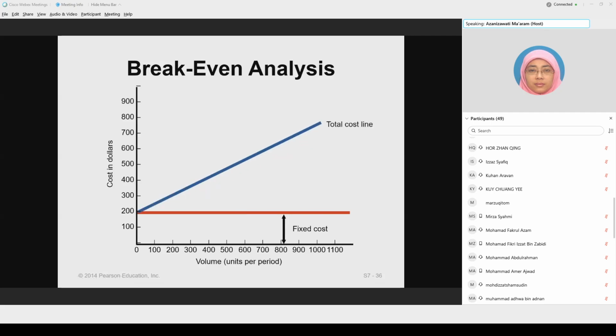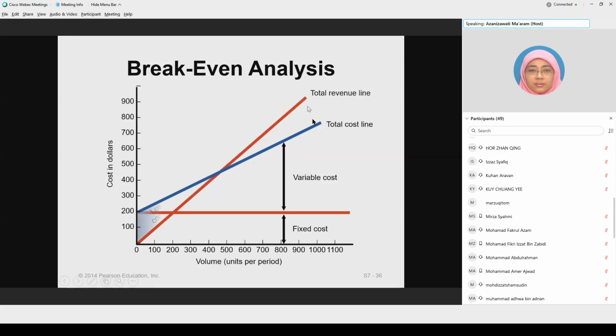But when we want to draw the total cost, which is fixed cost plus variable cost, you have to start from a fixed cost point. So if let's say the fixed cost is $200, so the total line should start with $200 plus with the slope for the variable cost that will be increased from 0 to 1,100 units volume. Okay, so the blue line is the total cost, which is fixed cost plus variable cost.